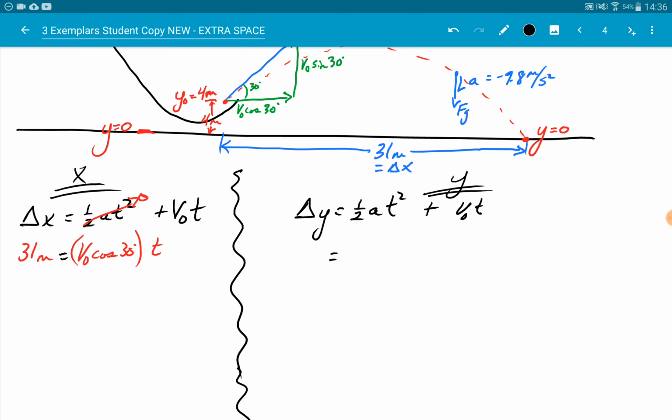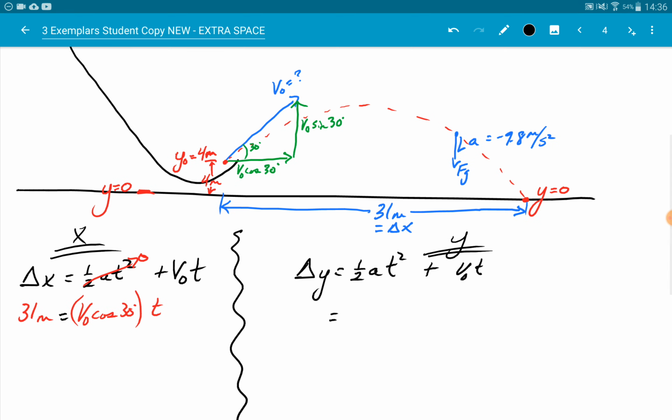Sorry. Anyways, delta y equals 1/2 at squared plus v naught t. I look at this and go, hey, I know the acceleration. Great, I'll put that as 9.8. The original velocity, well, I kind of know that. I don't really know it. It's v naught sine of 30 degrees. And then I don't know the time. I do know the delta y, and the delta y is going to be negative 4 meters, just like in the last problem. I'll go ahead and do that.